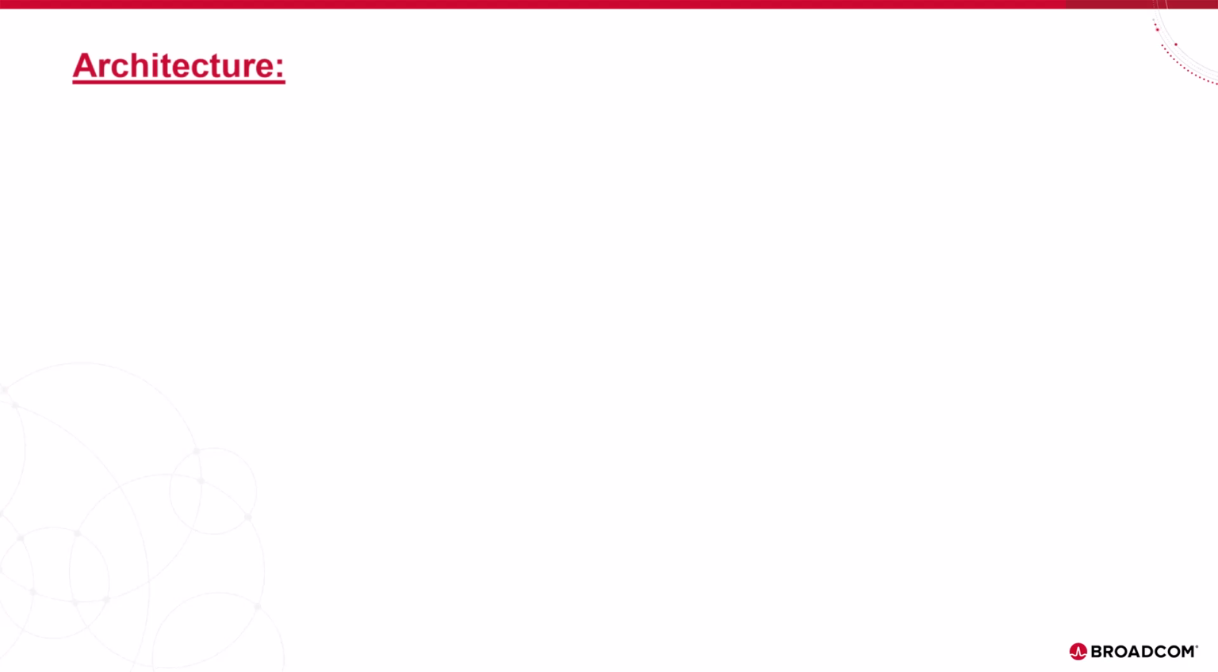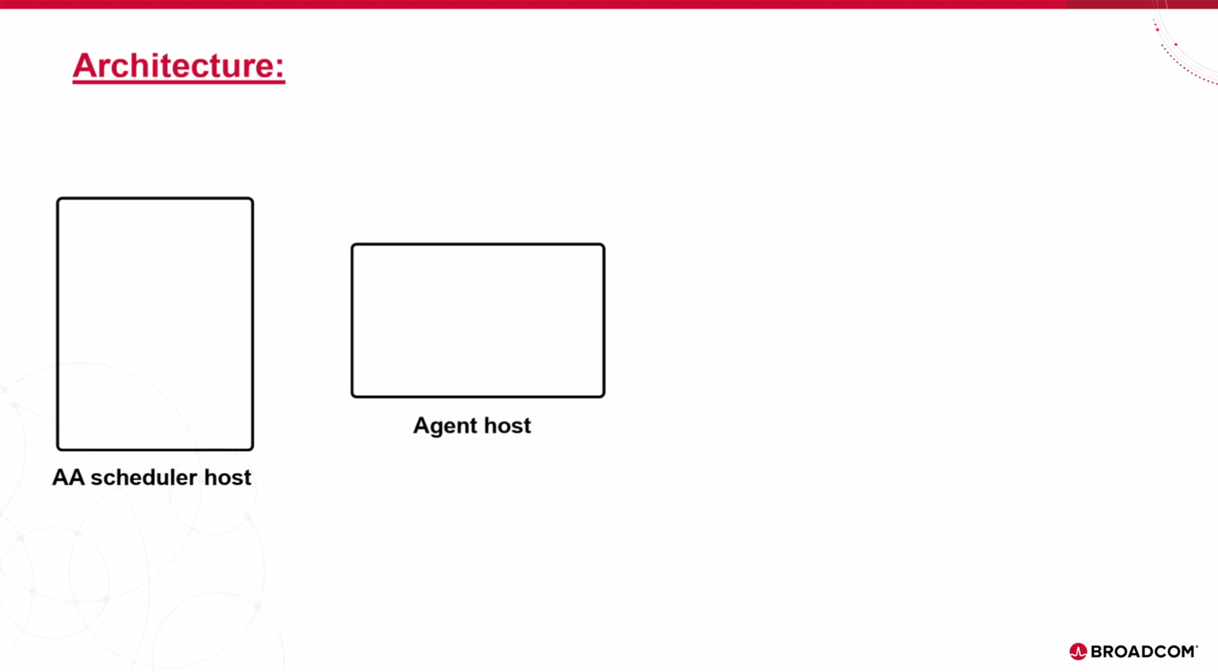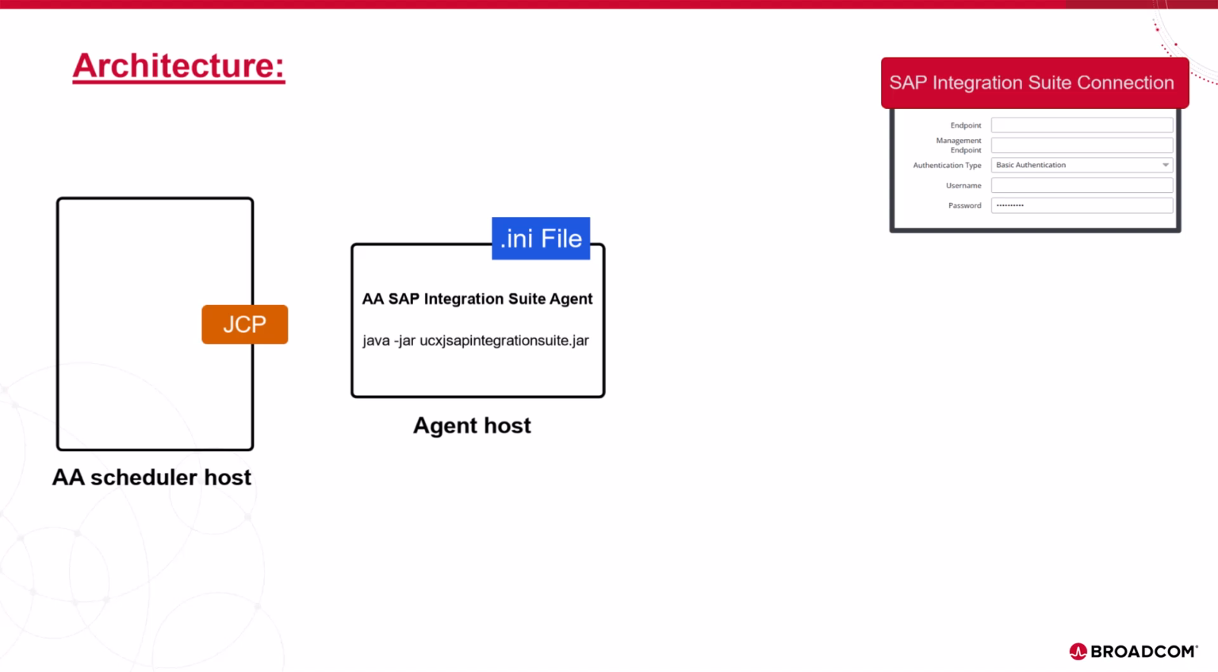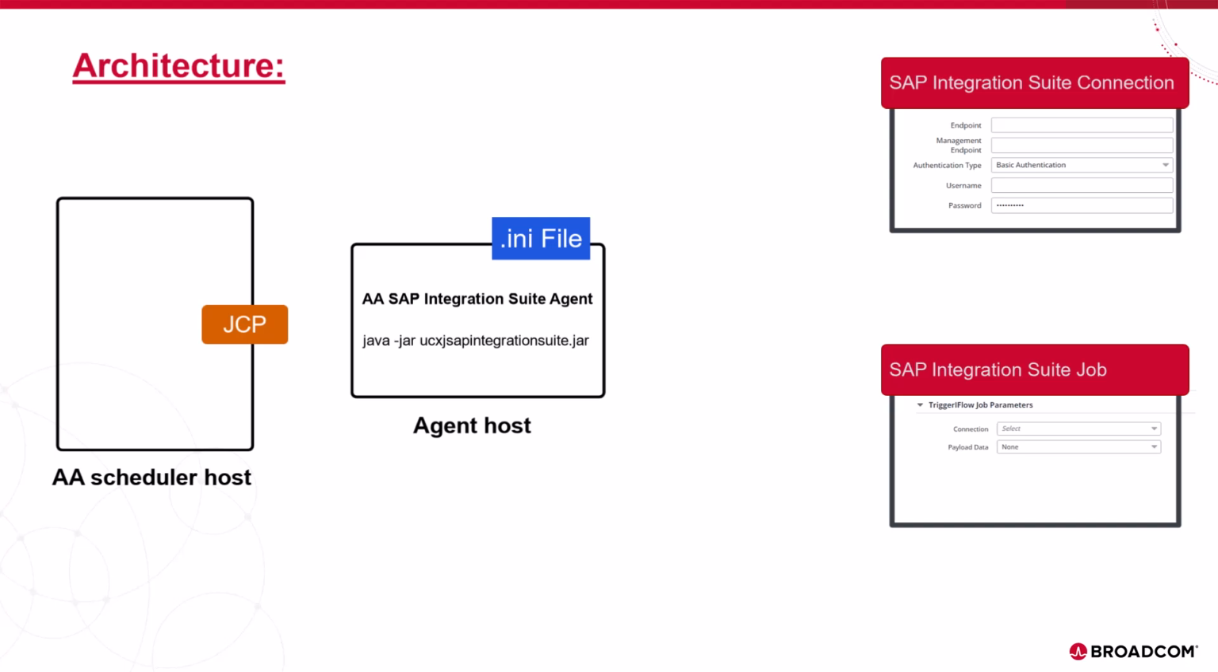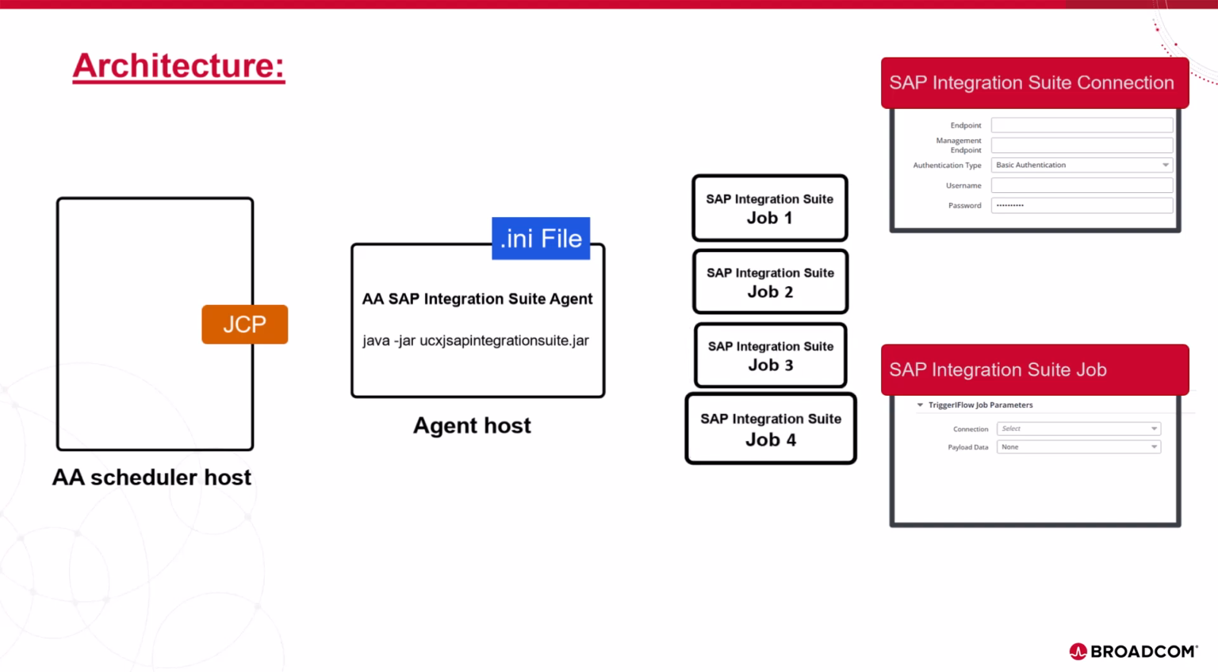A conventional architecture involves two systems: the Automic Automation host and a dedicated system for the agent. The agent is configured with a simple INI file containing standard values: system, agent name, connection, and TLS. When we start the agent, it connects to the engine and adds two new objects to the repository: a connection object to store the SAP Integration Suite endpoint and login data, and a job template designed to trigger SAP Integration Suite jobs.